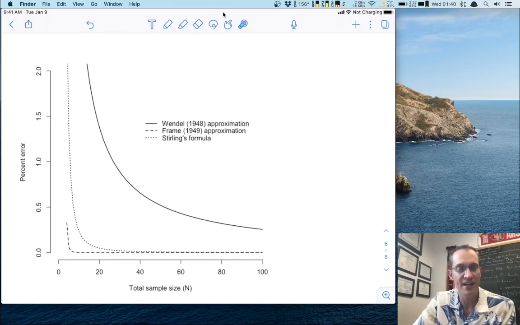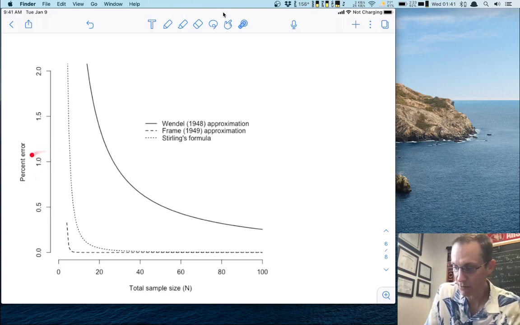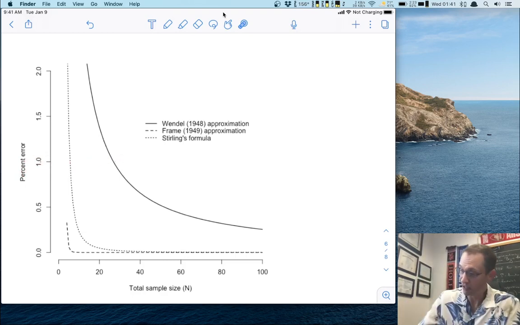We get, of course, that the percent error goes down as sample size goes up, but remarkably, these two down here, the Stirling formula with the little short dashes, and the long dashes is the Frame approximation, do extremely well. Even with sample sizes as low as 4, the minimum, the percent error is less than 0.5%. So the Frame approximation's really good. The Stirling formula approximation gets good really fast. Once you get up to n equals 20 or 30, there's virtually no difference. The Wendell approximation is actually okay, but compared to these two, it's not any good. But again, keep in mind the percent error that we're dealing with here is 1% at the most. So these are really good approximations.